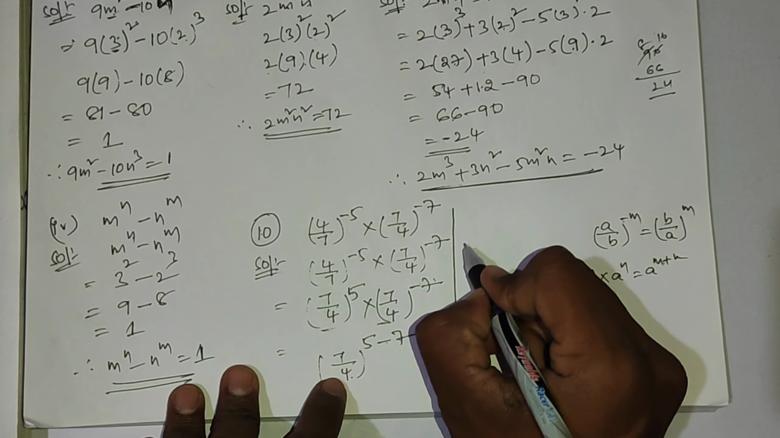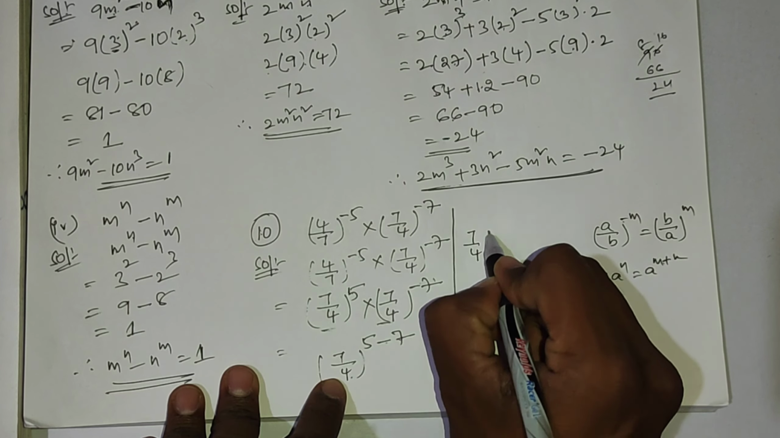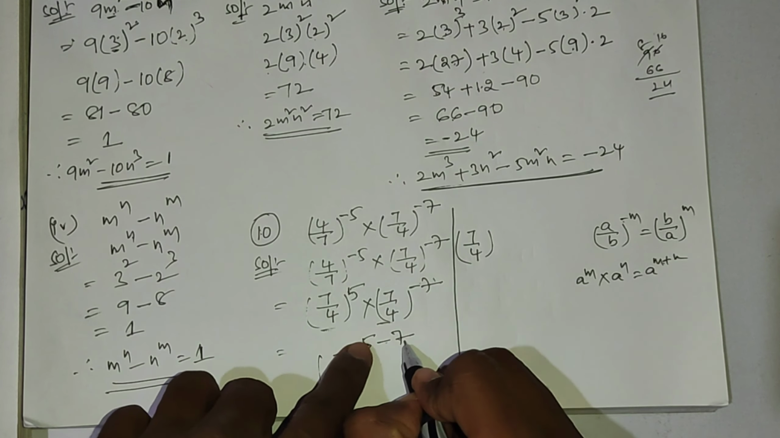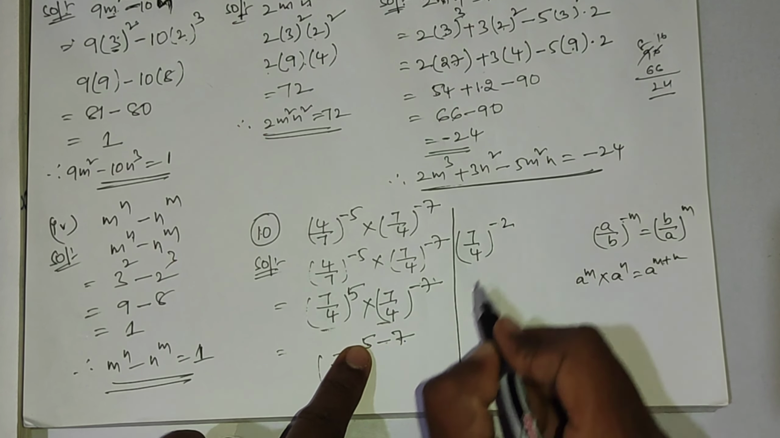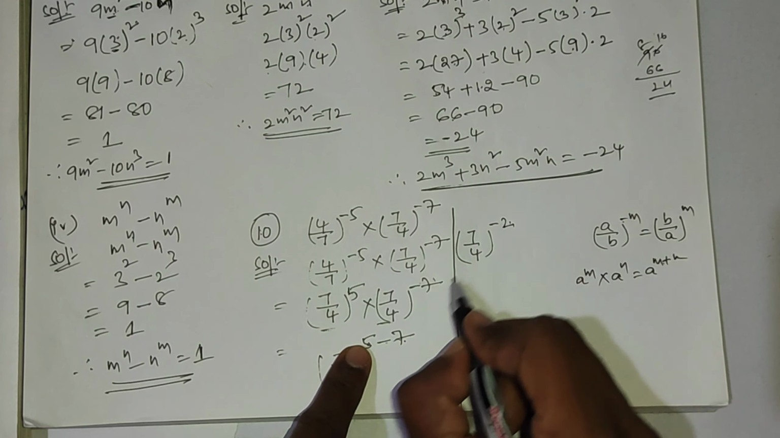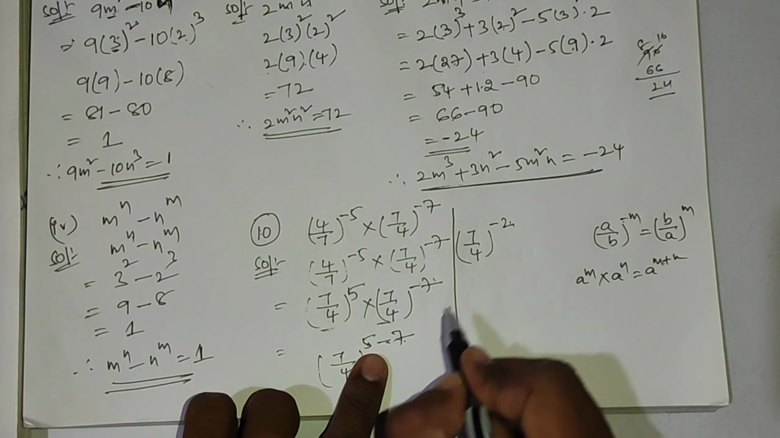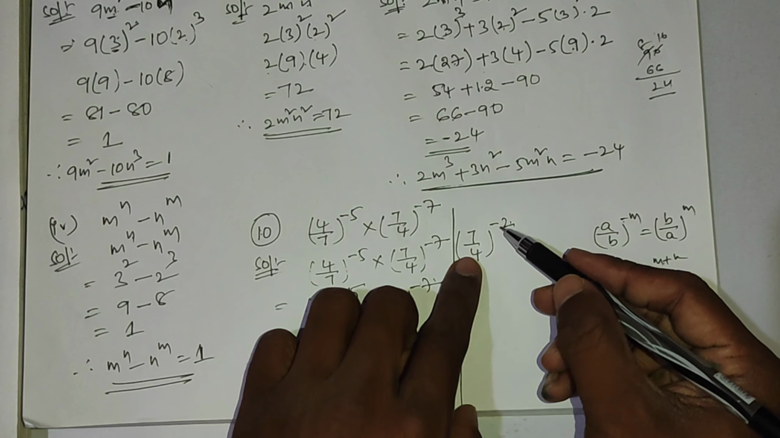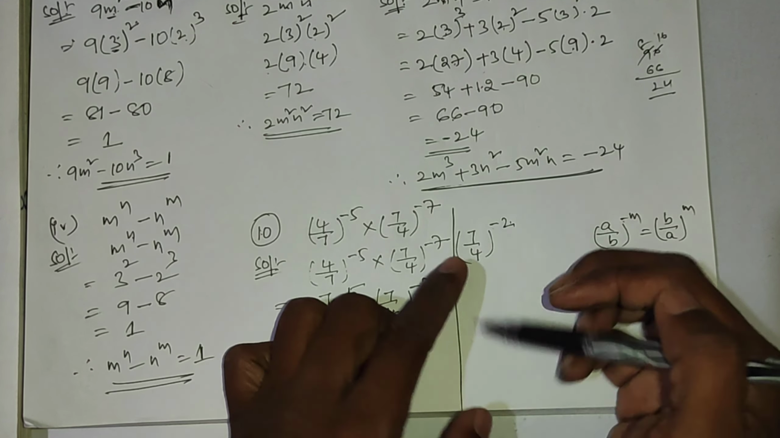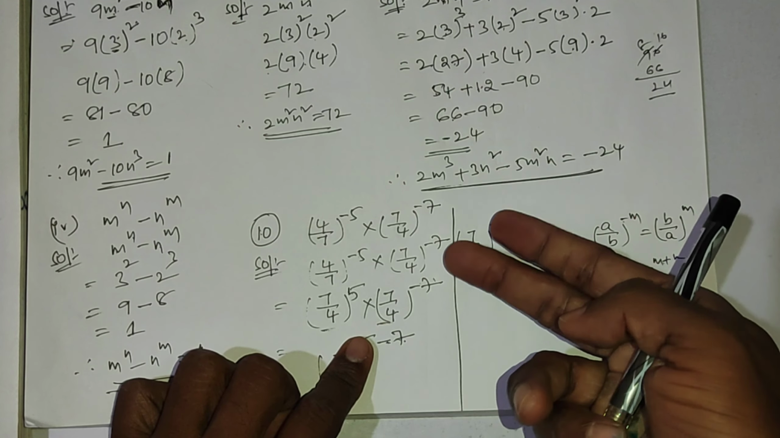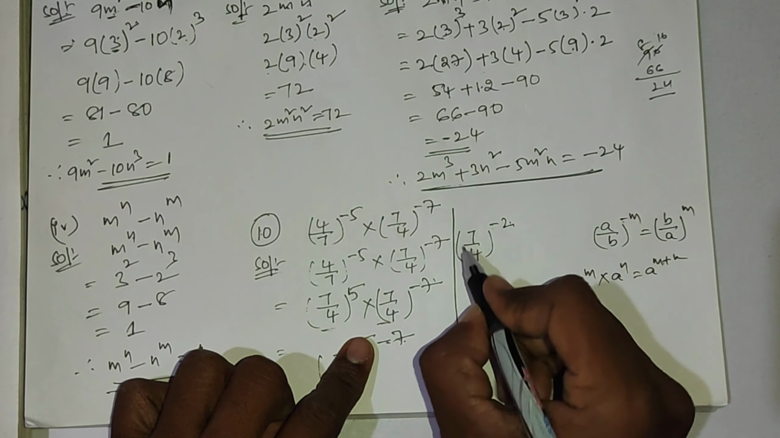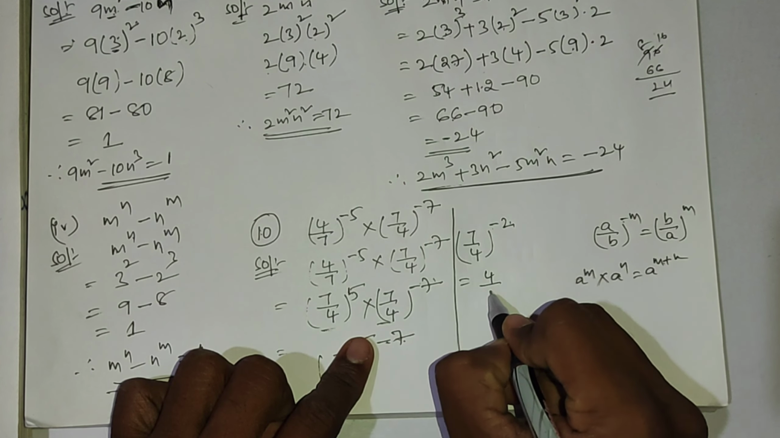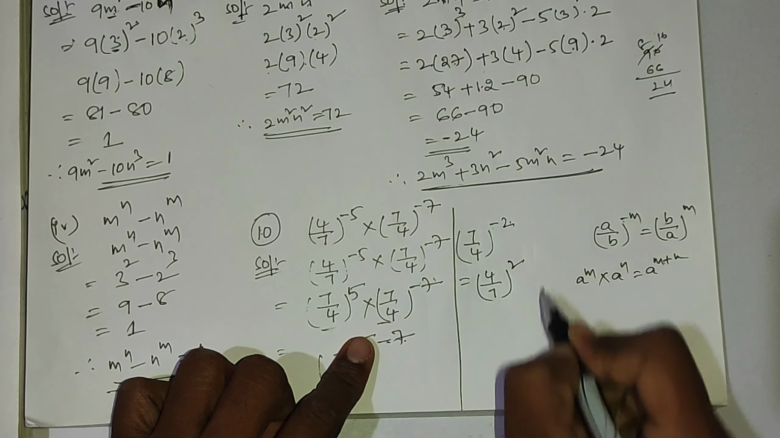Then what will happen here? 7 by 4 whole to the power of 5 minus 7 is what? Minus 2. Because 7 minus 5 is 2, but 7 is the greater number having the minus symbol, so I kept minus here. Now again, if you want to convert this negative into positive, we have to take the reciprocal of the given fraction. 7 by 4, reciprocal becomes 4 by 7 whole square.